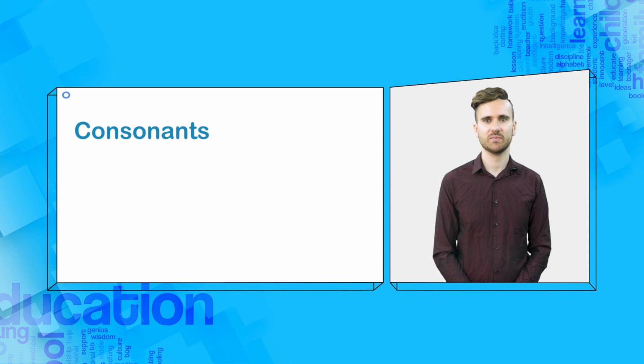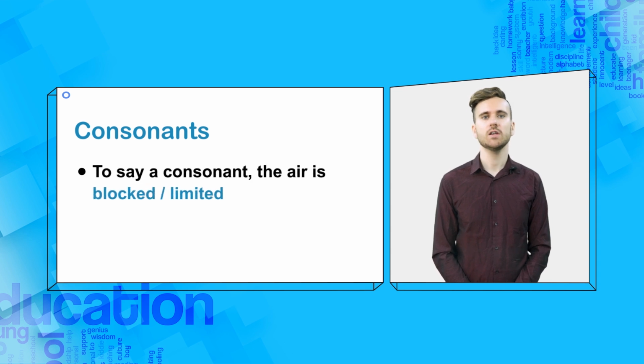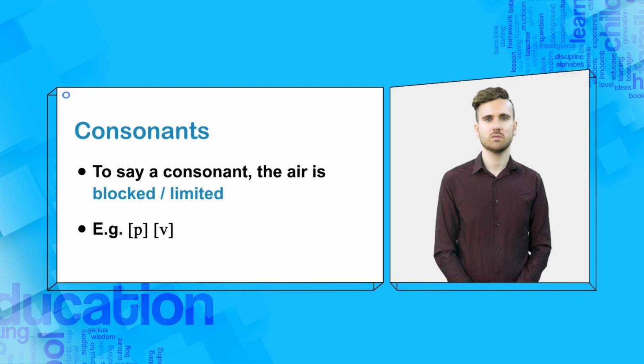On the other hand, in order to make a consonant, you must completely block, or at least limit, the air as it travels from your throat and out of your mouth. In other words, you must reduce the amount of available space for the air to come out of your mouth. Think about sounds like P. To make this sound, you need to close your mouth and put your lips together, and then quickly open your mouth for the air to suddenly come out again.